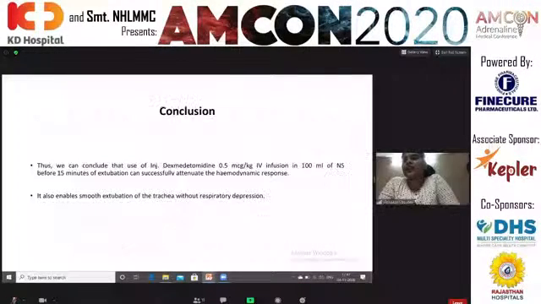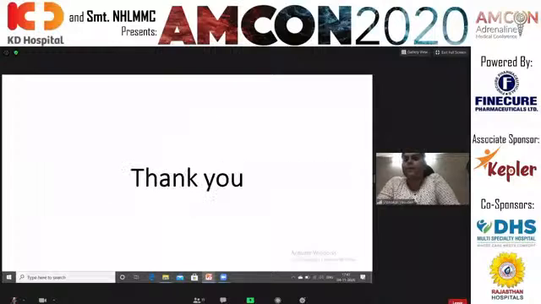Conclusion. Thus, we can conclude that the use of injection dexmedetomidine 0.5 microgram per kg IV infusion in 100 ml NS 15 minutes before extubation can successfully attenuate the hemodynamic response. It also enables smooth extubation of the trachea without respiratory depression. Thank you.